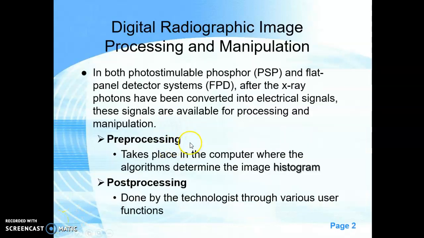If you remember, we talked about the difference between pre-processing and post-processing. With CR and DR, after the image has been captured, it has to be converted into an electrical signal. These electrical signals are then available for processing and further manipulation. Pre-processing takes place at the computer, where certain algorithms determine the histogram, which we'll talk about. Post-processing is simply done by you or the technologist through different workstation functions, which we've talked about.